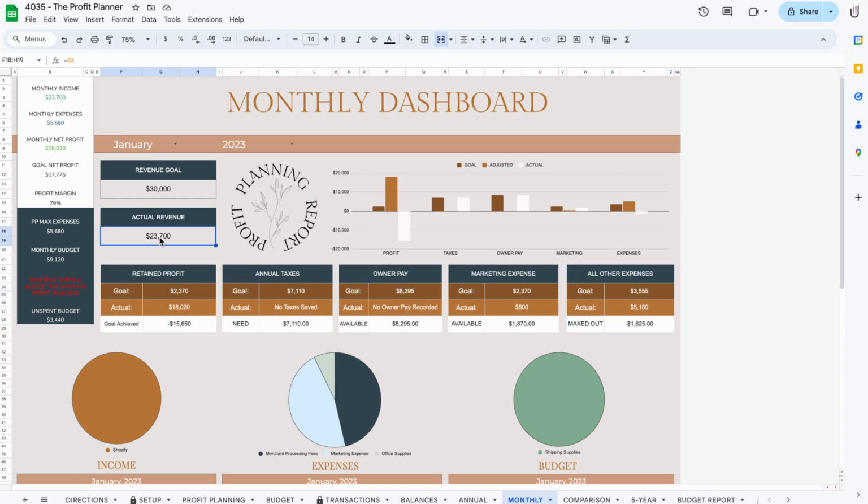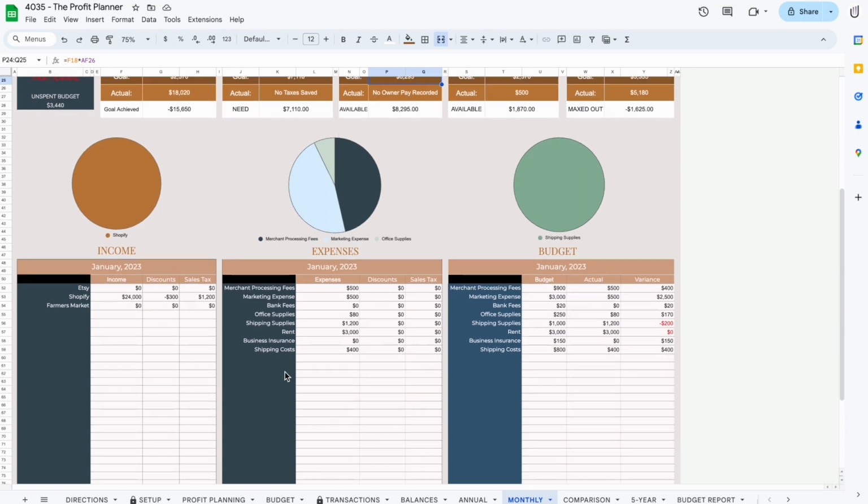So if you do earn more money, you're going to see these goals and these availability of what you can pay yourself, what you're going to pay for taxes, and how much you can pay for your marketing and operating expenses. Those are going to increase as your income increases. And those are all based off of whatever profit percentages you built out on the profit planning page.